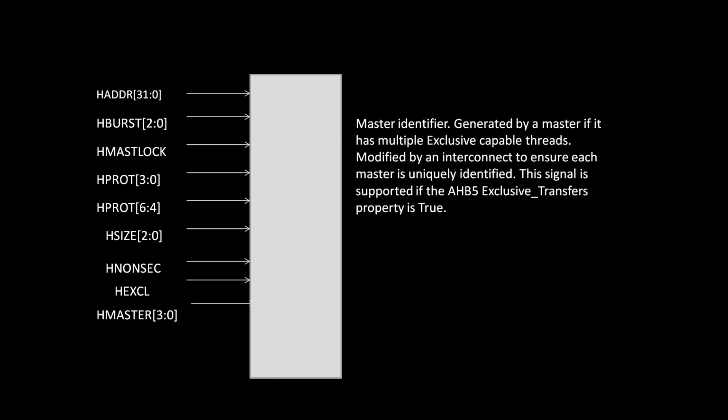HMASTER. Master identifier. Generated by a master if it has multiple exclusive capable threads. Modified by an interconnect to ensure each master is uniquely identified. This signal is supported if the AHB5 exclusive transfers property is true.